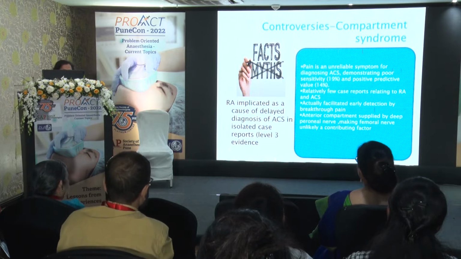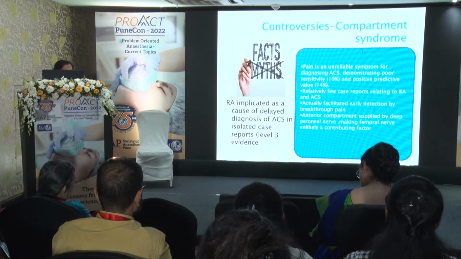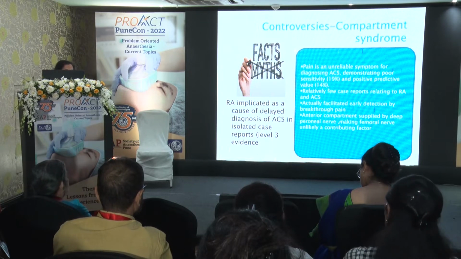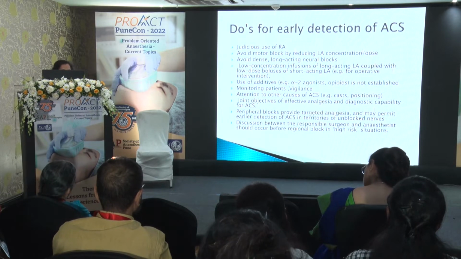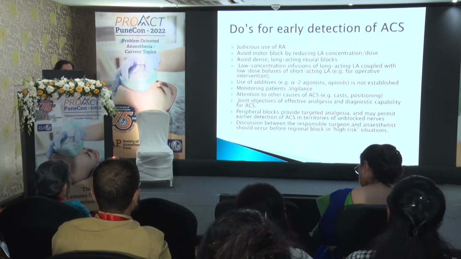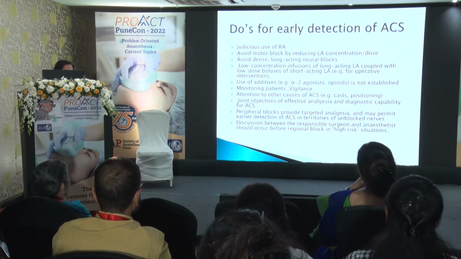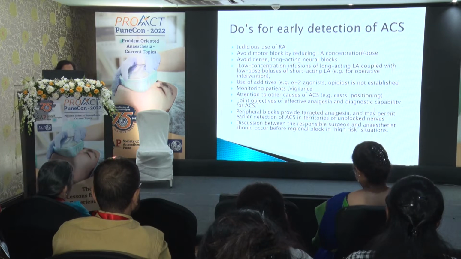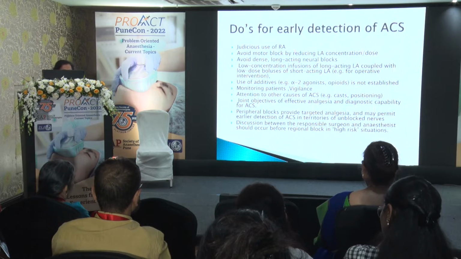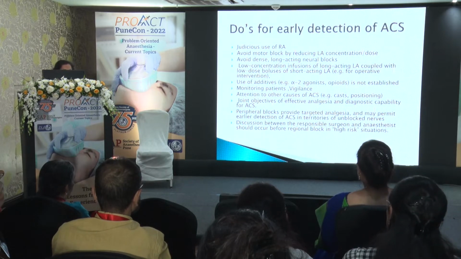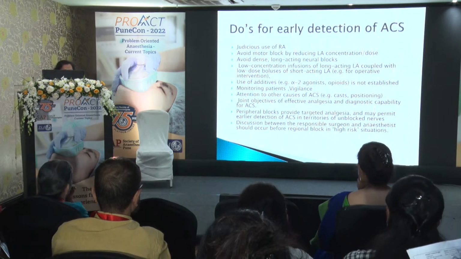This anterior compartment mainly is supplied by the peroneal nerve. After giving a femoral nerve block, it will not be masked. So what should we do? We should use regional anesthesia judiciously, avoid motor block, and just concentrate on the sensory block, pain relief of this patient by reducing the local anesthetic concentration and doses. Avoid dense block and avoid the additives, that is alpha 2 agonists and opioids, which are not established.